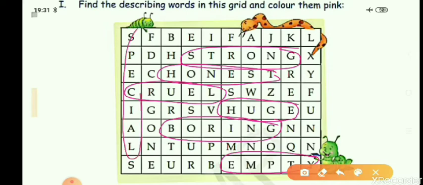Children, I'm not coloring it because it looks untidy. So you will use your crayons and color it in your book. Here I'm just circling it for you. Then we have fresh. Then we have green. Then we have funny. In this way, these are the describing words in this grid.